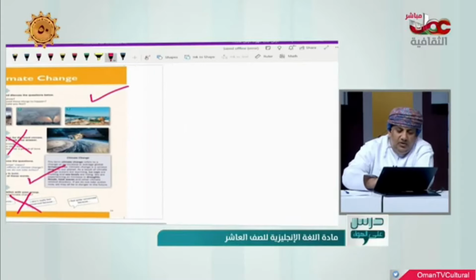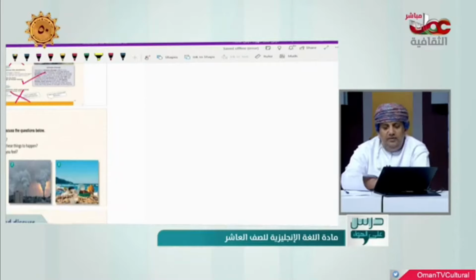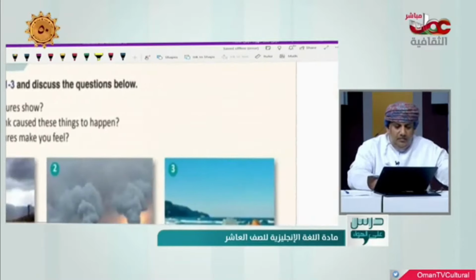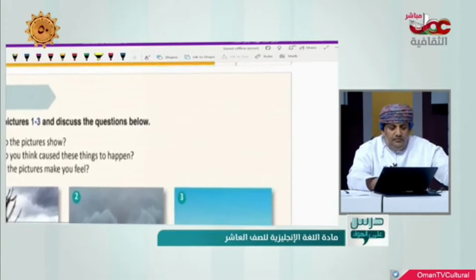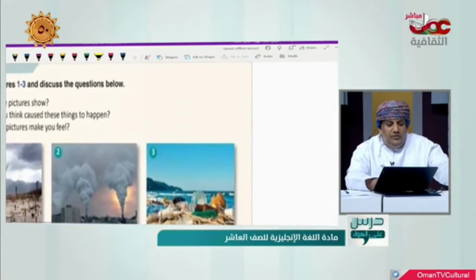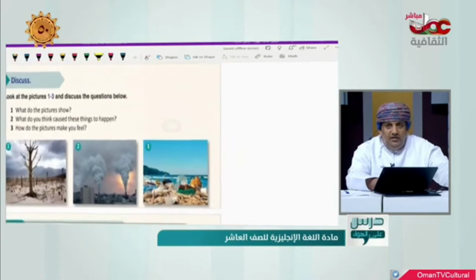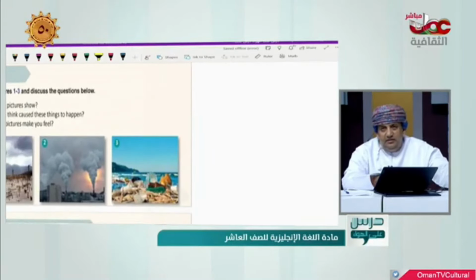So let's go to task number 1. Look at pictures 1, 2, 3. Discuss the questions below. What do the pictures show? Now we have 3 pictures, as you can see here. Picture 1. What is it?